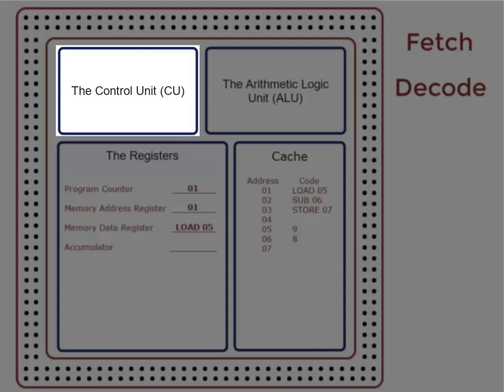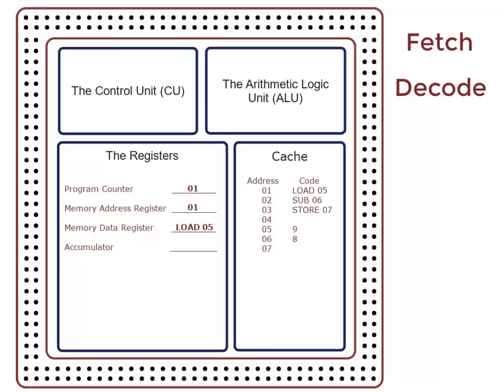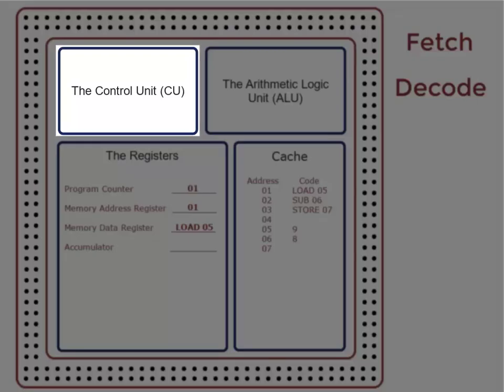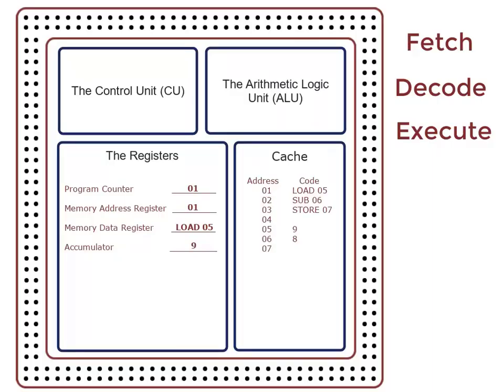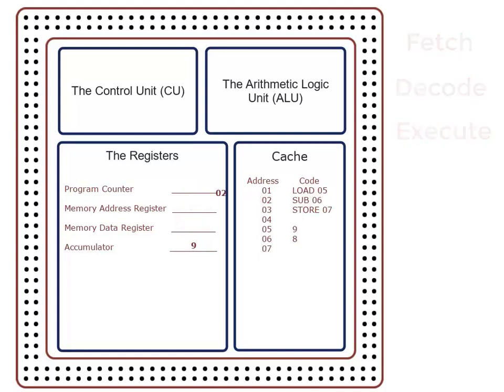Every type of CPU has a specific set of instructions, and the control unit looks at the instruction in the memory data register and carries it out. In this case, the control unit will load the data at address 05, placing it in the accumulator. The instruction at address 01 has now been decoded and executed, and so the program counter will be advanced to address 02. This address will be placed in the memory address register, and the instruction at 02 will be fetched to the memory data register.